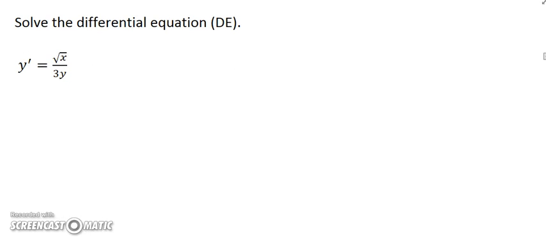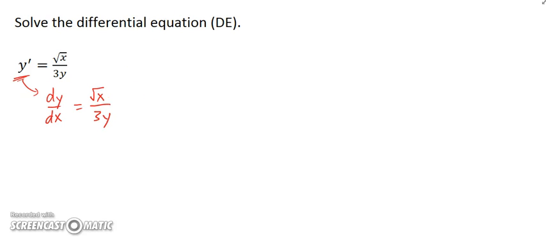Let's try one more, and actually I think this one works out a little bit better. We've got y prime equals square root of x over 3y. And it's worth pointing out that I can write y prime as dy dx, and in this particular case it probably benefits me to do so because I'm looking to truly get my x and y parts separated.